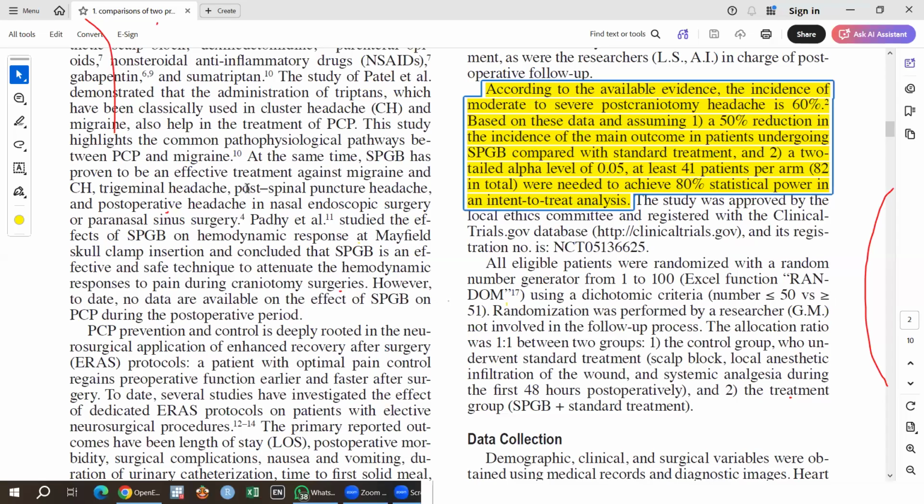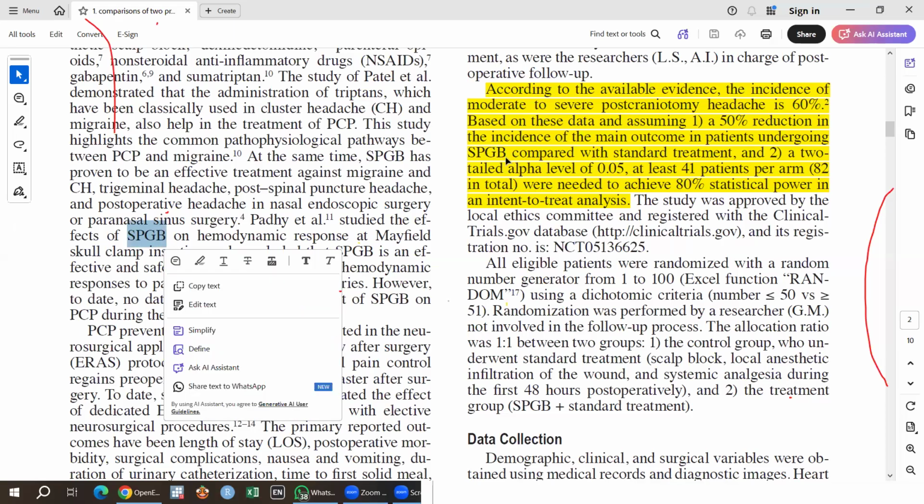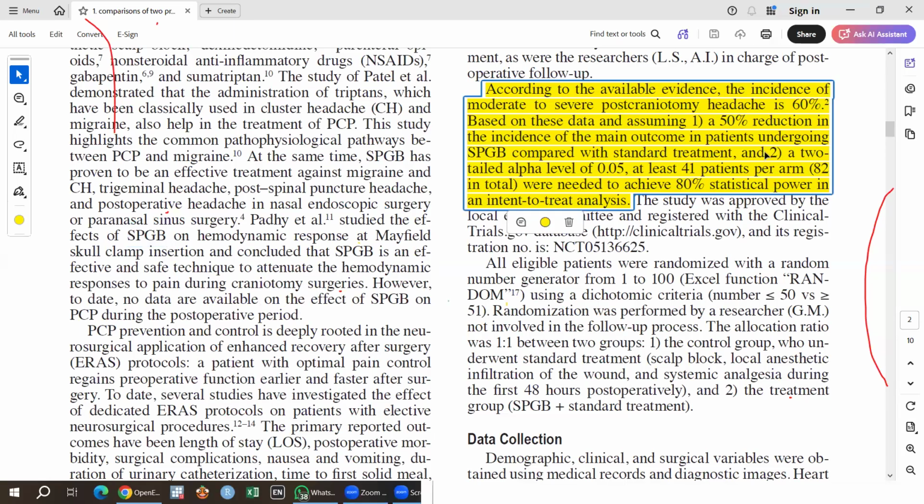When we go through this study, we can get the full form of SPGB, something like sphenopalatine ganglion block. And a two-sided alpha value, and at least 41 patients per arm, 82 in total, were needed to achieve 80% statistical power in an intention to treat analysis. So can anybody tell me which formula they have used to calculate the sample size? What is the primary outcome?